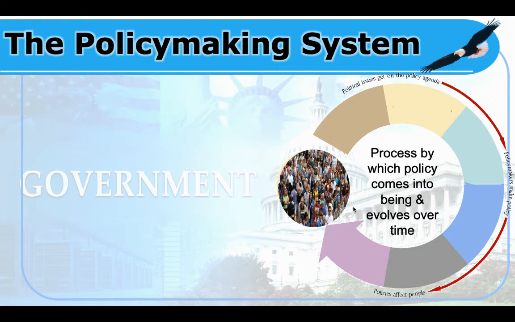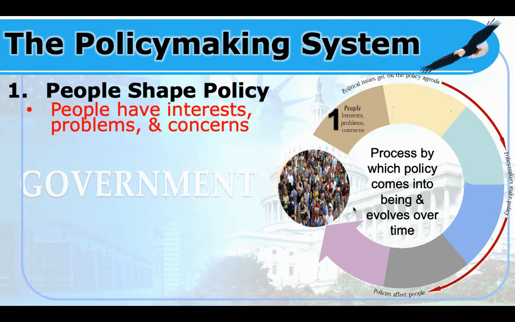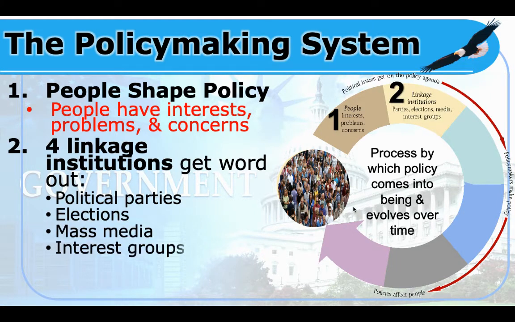We're the ones who have these issues. We're the ones who voice our opinions, and it comes all the way full circle around the chain. So number one, people have interests, concerns, problems, and we voice them to somebody, but we can't get it done because we're not legislators. So we have these things called linkage institutions. And linkage institutions can consist of parties, elections, media, and interest groups.